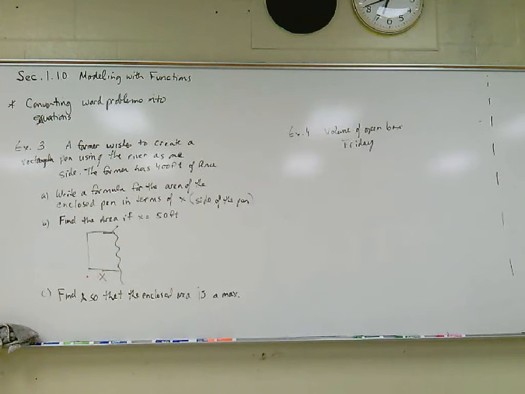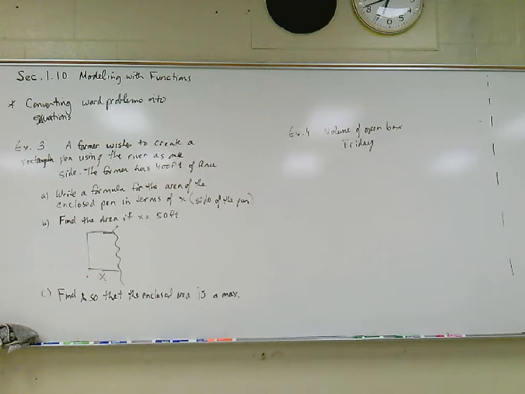Write a formula for the area of the enclosed pen in terms of x, and x is the side of one of the horizontal sides of the pen. Find the area if x is 50 feet, and so on. So let's get started. Here are my steps.